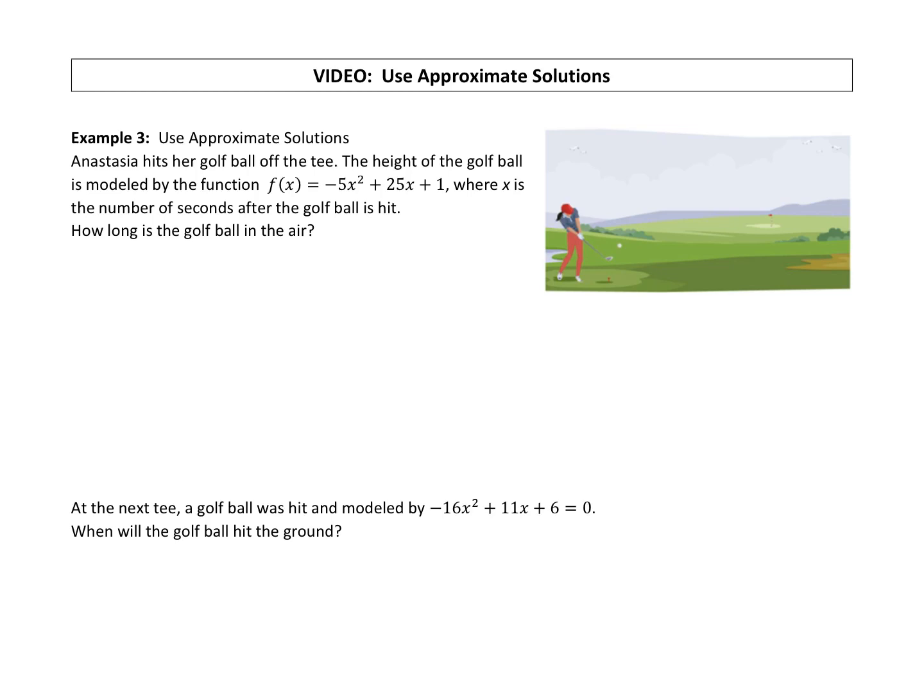All right, so our last example, we have Anastasia who is hitting a golf ball. She hits her golf ball off the tee. The height of the golf ball is modeled by the function f of x equals negative 5x squared plus 25x plus 1, where x is the number of seconds after the golf ball is hit. So the question is, how long is the golf ball in the air?